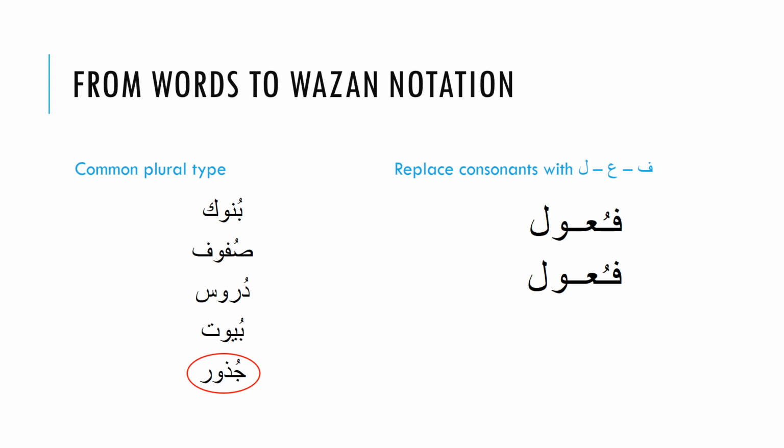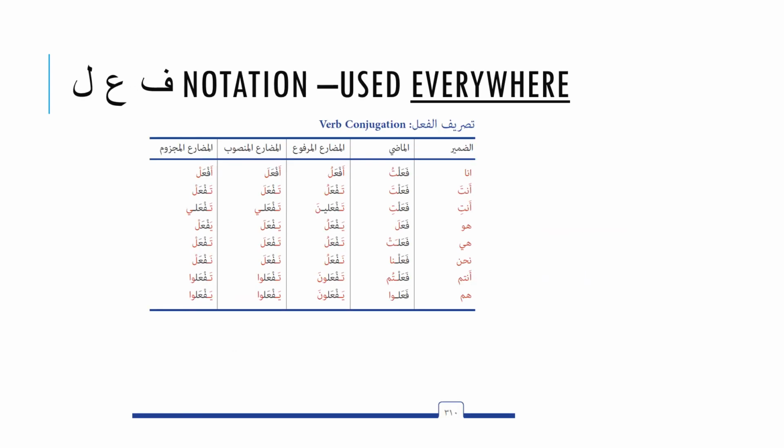Okay, now that your roommates have stopped laughing, let's see if you were right. This means roots. It's the plural, al-jama', of jadr. Judur. This fa, ayn, lam notation is used everywhere in teaching Arabic and has been for over 1,000 years.